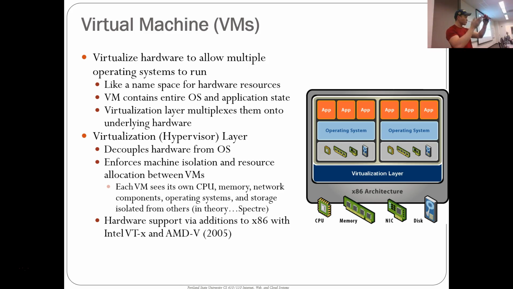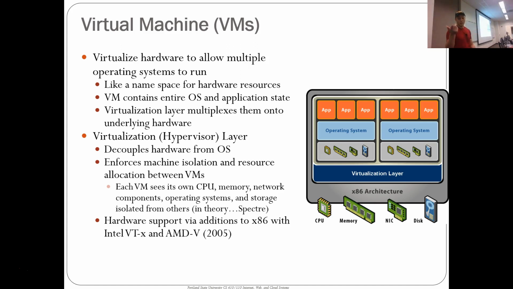You can apply a namespace to the hardware to allow you to put multiple virtual machines transparently on top of a single piece of hardware. And that's the benefit of doing a VM. So this does enforce machine isolation and resource isolation between virtual machines. Each virtual machine sees its own CPU, memory, network components as well, its own operating system, and then the storage is isolated between VMs. Now typically this isolation is quite strong, but this is only in theory.